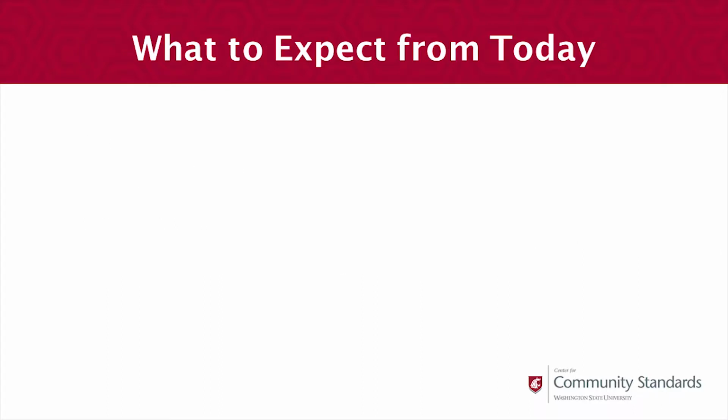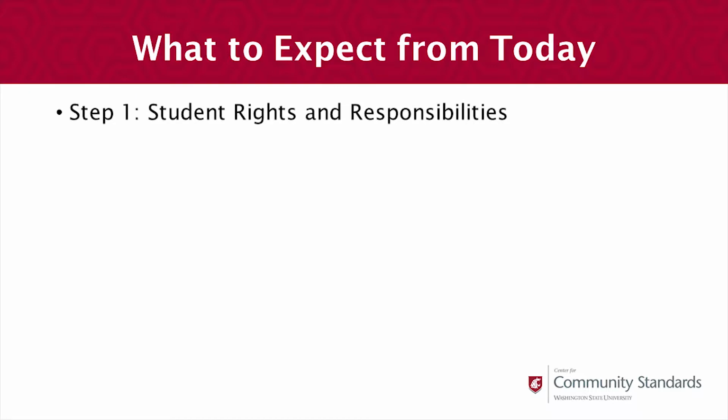We want to provide a roadmap of what to expect from today. There are 4 steps in the general community standards process, but there also is a very different academic integrity process. The 4 steps to the community standards process are, first, to identify students' rights and responsibilities in the process, primarily through conduct advisors and informational sessions.